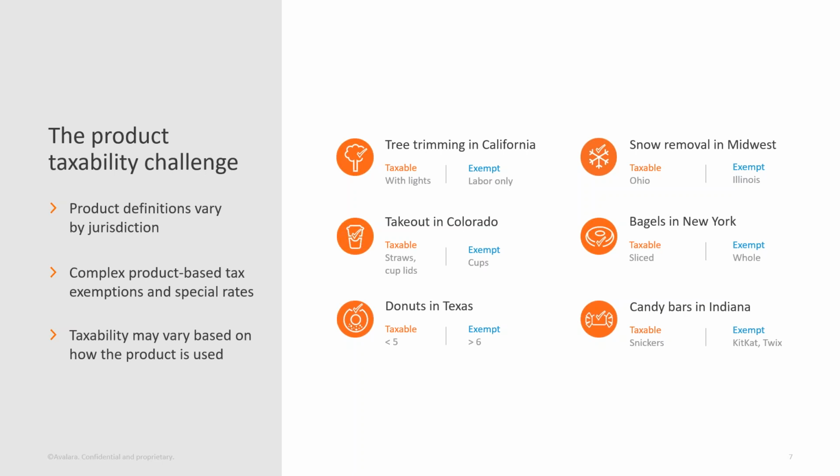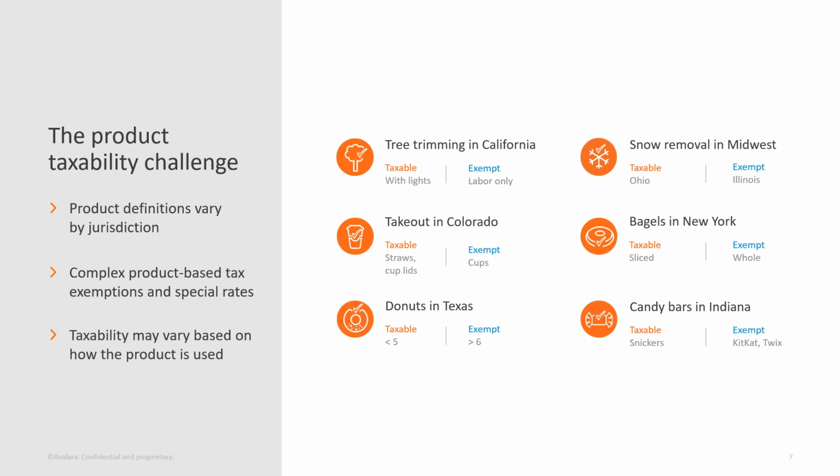If you get 5 or less, it's taxable. You get 6 or more, it's not taxable. And then a very strange one, and this is related to the nutritional supplement one that I mentioned a minute ago. If you buy a candy bar in Indiana, you're going to pay sales tax on a Snickers, but you will not on a Kit Kat or a Twix. This is because of how the ingredients are listed on the back of that particular candy bar.